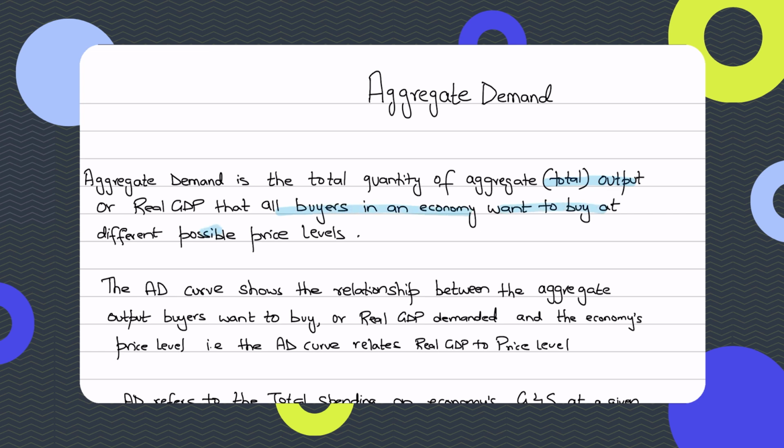We will not say prices, we will say at different possible price levels. Prices is a micro word. We're talking about a general price level of all the goods and services in the economy. We're talking about the average prices of all the goods and services in the economy. That is why we're using price levels.